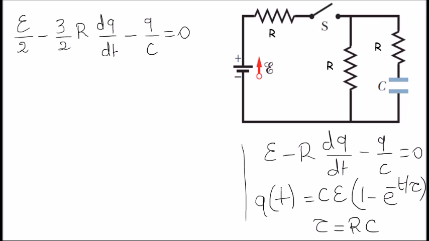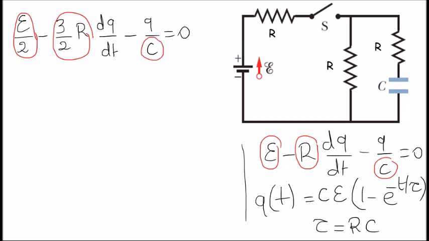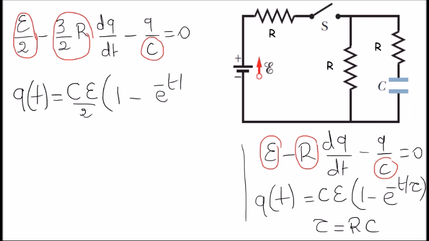In other words, what is the charge at infinity? That's C times E, this one. What is tau? It is C times R, this one. So let's compare this equation to this one. What replaces E here? E over 2. What replaces R here? 3 halves R. And the C is the same. So we can write the equation directly just by analogy. I don't need to do calculus here. Q(t) is E over 2 times C times 1 minus exponential of minus t over tau, that's straightforward. What is tau? 3 halves RC.